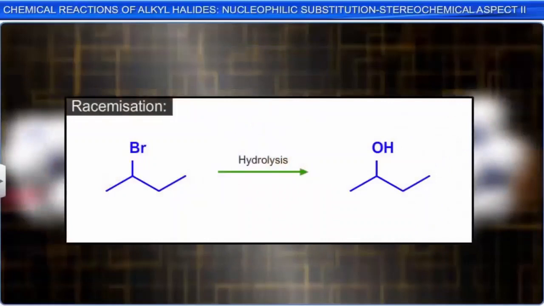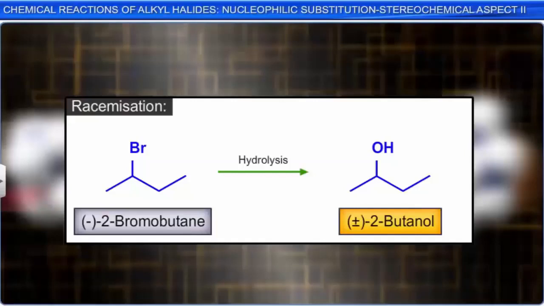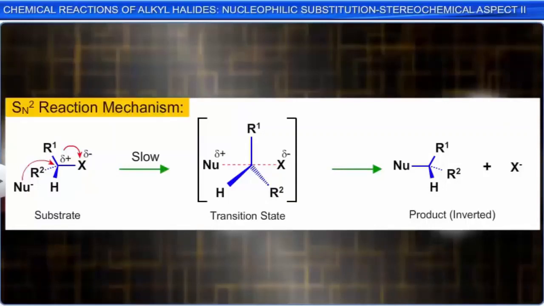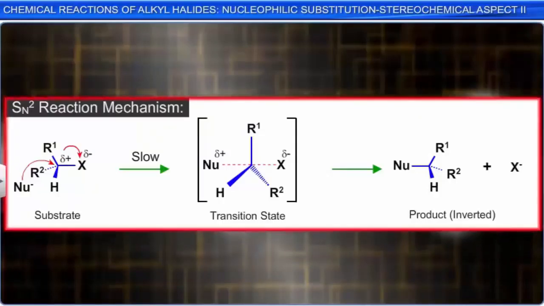An example of this type of reaction is the hydrolysis of optically active (-)-2-bromobutane, which yields a mixture of (+) and (-)-2-butanol. Remember that it's a racemization process. Now, if the reaction conditions are extremely favorable for second-order kinetics, then the alkyl halides follow the SN2 reaction mechanism. It's a concerted process. That is, it proceeds in a single step.